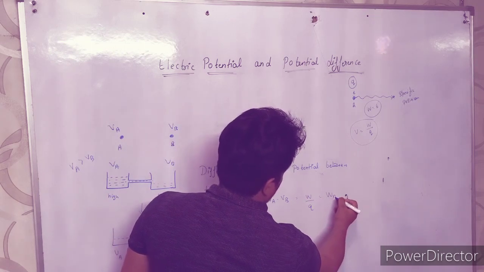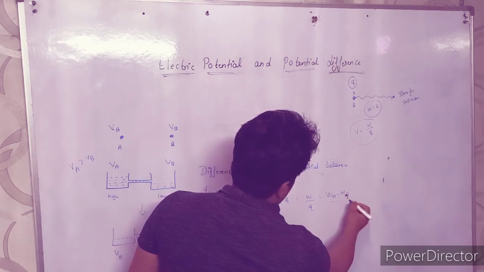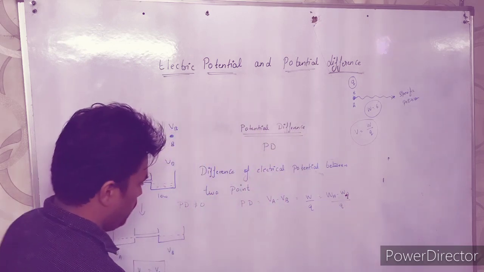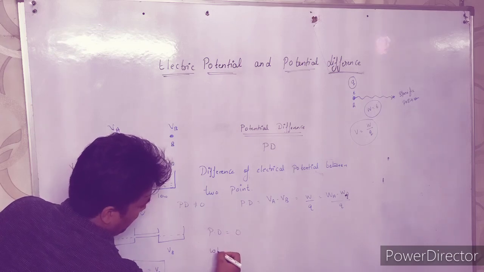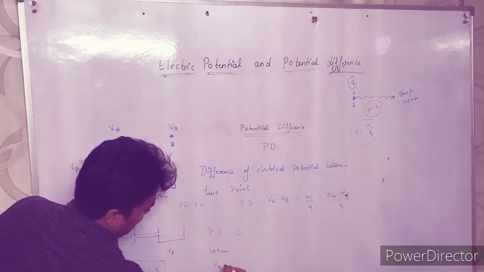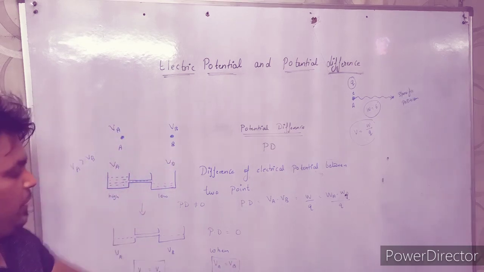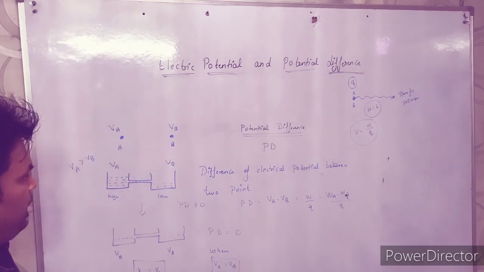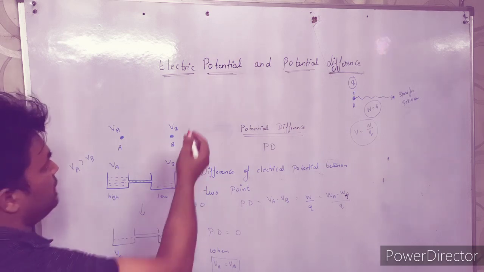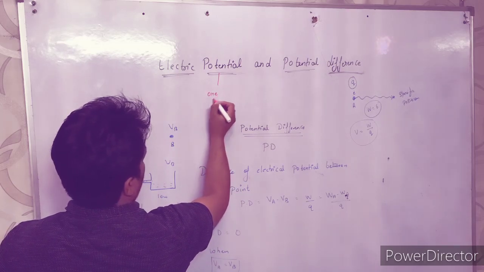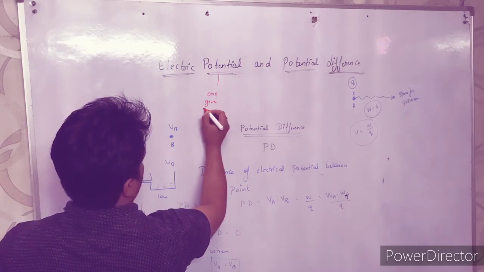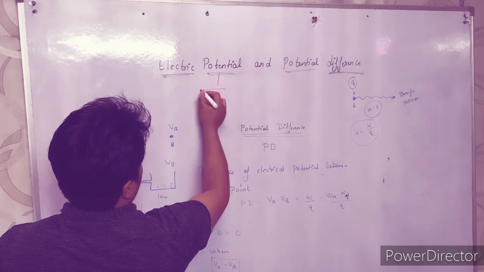That is the work done by A minus work done by B, divided by Q. So PD is equal to 0 when VA equals VB. When the potentials are equal, then the potential difference is 0. It is very simple. The major difference between electric potential and potential difference is that for potential we have only one given point, known as a specific point.